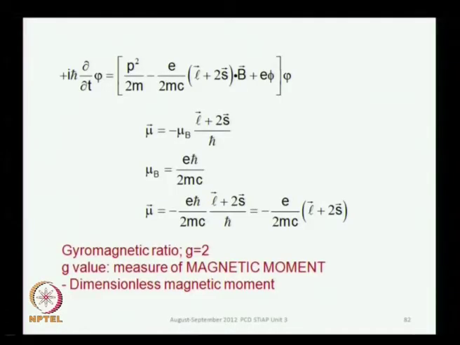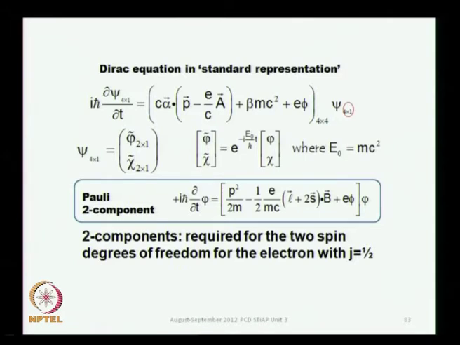You will also get the same value from the Dirac equation, from the more complete analysis of the Dirac equation. This also comes out of the Dirac equation from the Pauli reduction. So, this is the gyromagnetic ratio, it is called because it is involved in the proportionality between the mechanical angular momentum and the magnetic moment. So, this is the reduction to the 2 component Pauli equation.